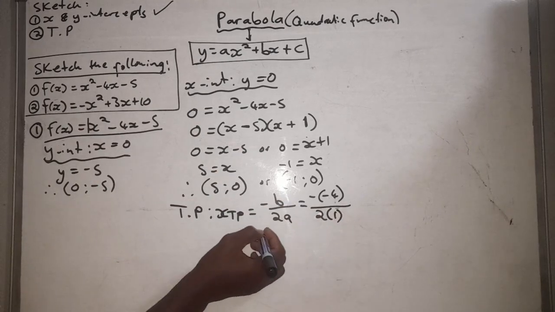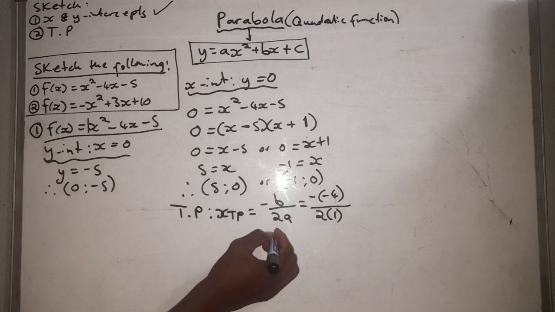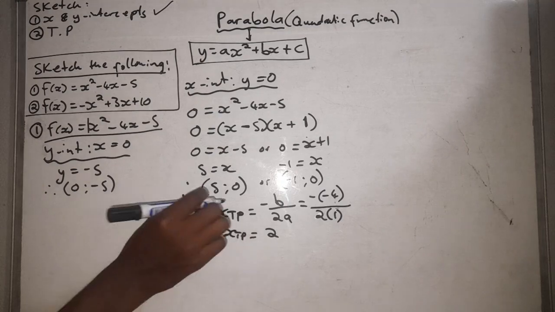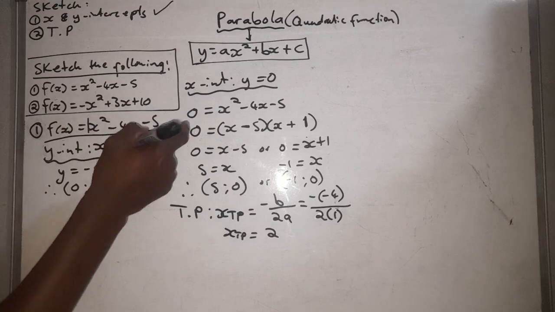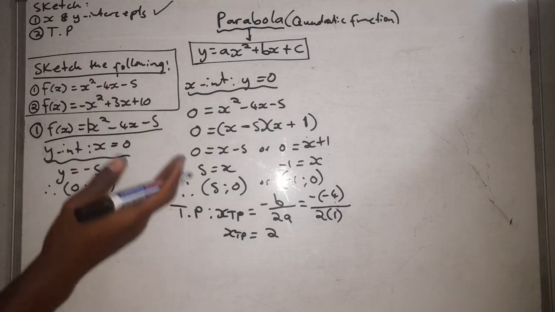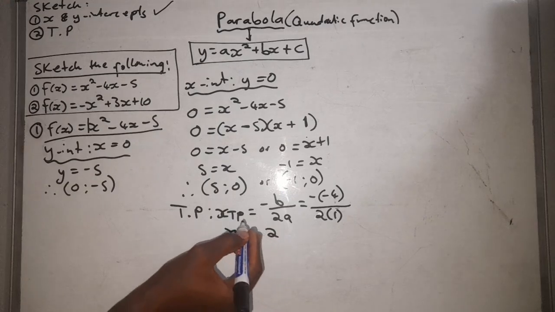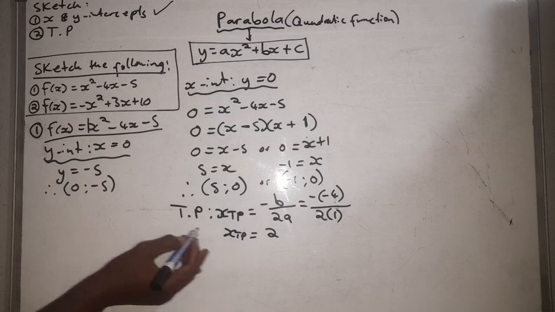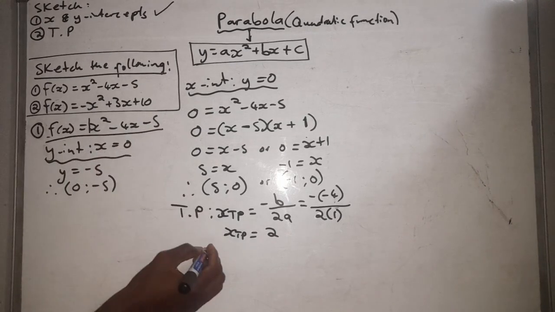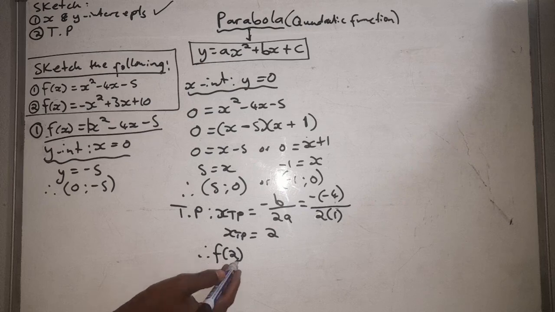That makes the xtp positive 2. Now this is the xtp. In order to find the ytp, because the turning point has to have a y-coordinate, these are coordinates, a point consists of x and y. What we got here is the x coordinate, and we're only left with the y coordinate. So take this x coordinate to the original equation. This is going to be f of 2, which is the mathematical language for plugging 2 in the place of x.